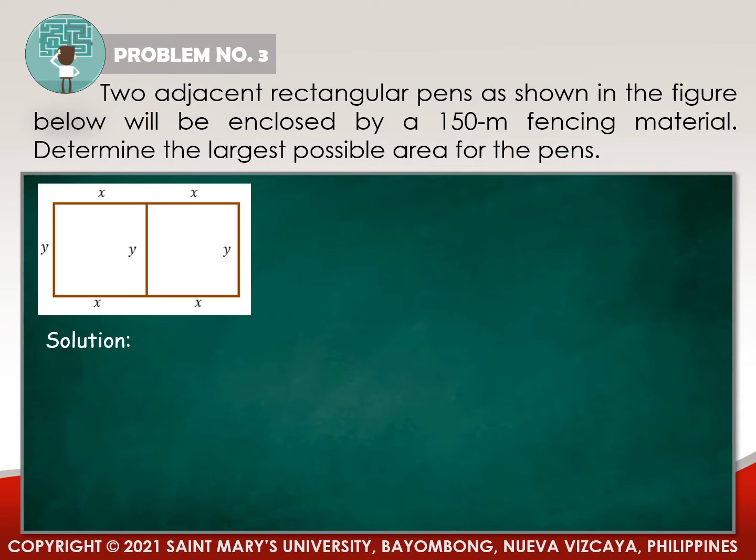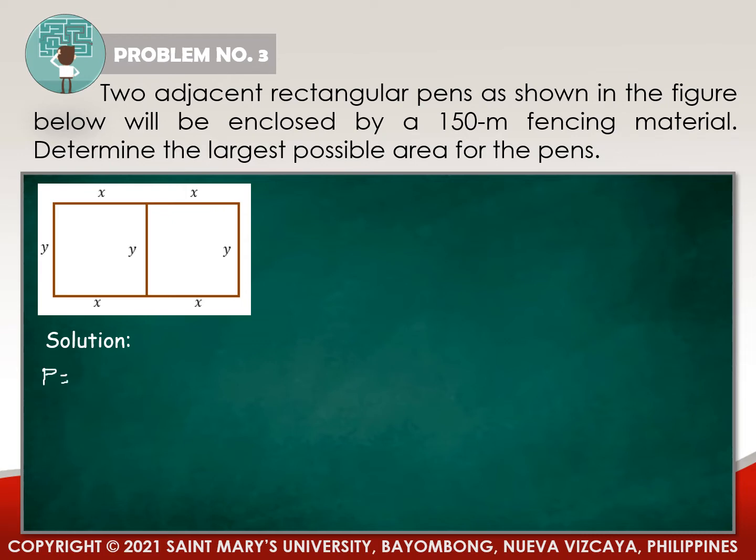Okay? Third problem, two adjacent rectangular pens, as shown in the figure below, will be enclosed by 150 meters of fencing material. So determine the largest possible area for the pens. Okay, first we are going to consider the perimeter of the rectangular pens because that perimeter is equal to the length or the amount of the fencing material. And we know that to find the perimeter, we simply what? Add the sides.